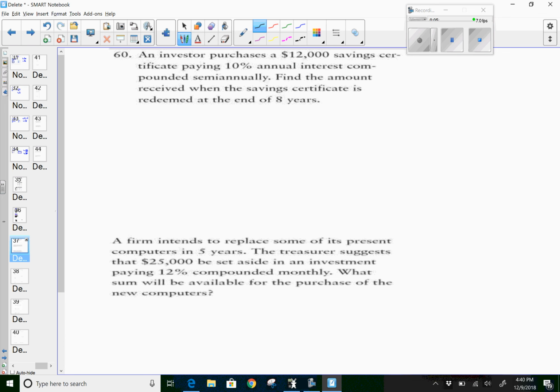All right, next. An investor purchases a certificate, you can read the rest. This is how much it's being purchased for, paying 10% annual interest. Interest means that the amount is going to go up. Compounded semi-annually, that's important. And it asks to find the amount at the end of 8 years.